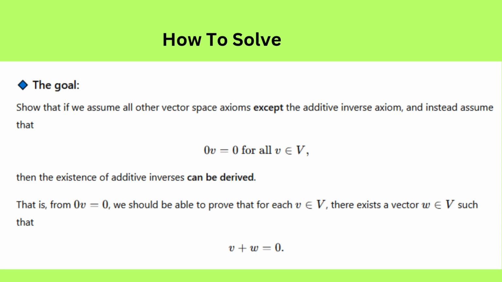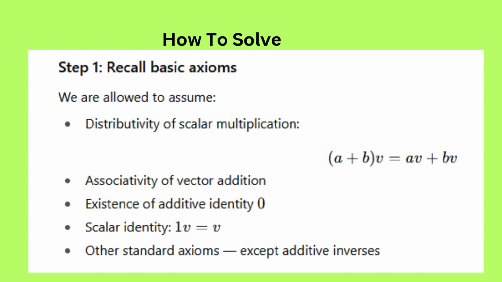From even the first equation, we had to get 0 as the addition of the additive inverse plus that vector, which would be equal to 0. So that helps us derive an equation that we will solve. So we recall the basic axioms.